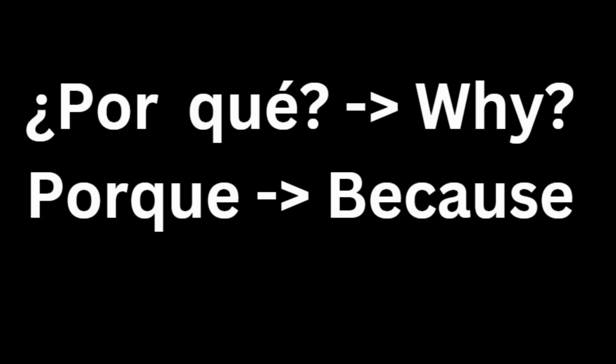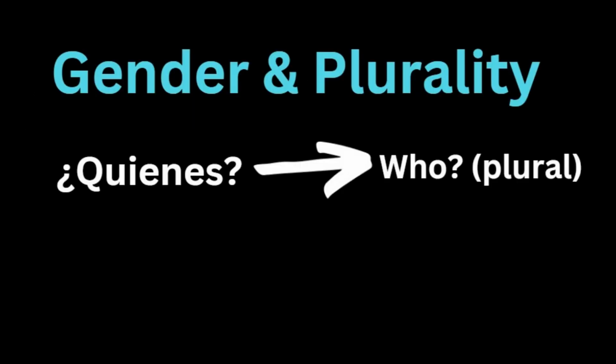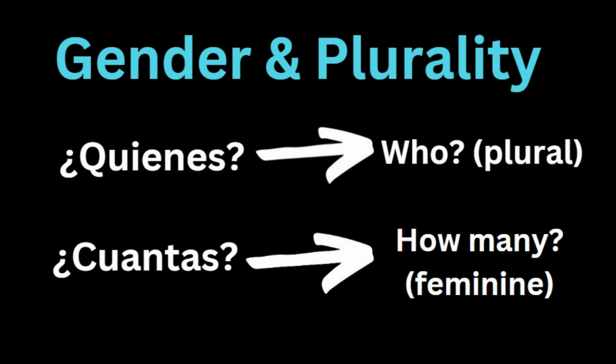The last thing to note is that some question words have genders and plurality. For example, if I ask quiénes, I'm asking about who as in multiple people instead of one person. Another example is how many. If I say cuántas, I'm saying how many for them, feminine, because the ending a is most of the time feminine in Spanish. If I say cuántos, I'm saying how many for them, masculine, because the ending o is most of the time masculine in Spanish.